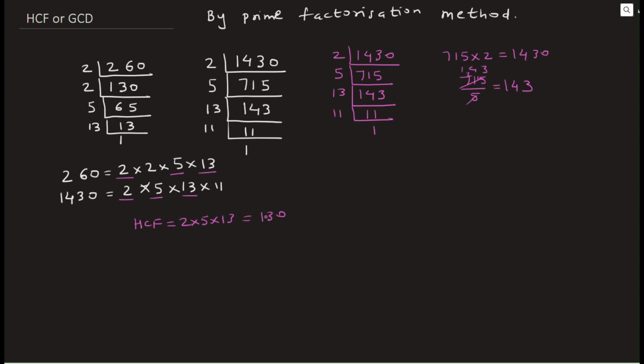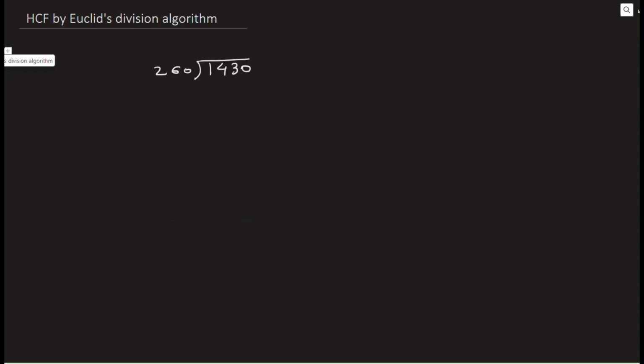I can also find HCF by Euclid's division lemma or Euclid's division algorithm, which was devised by a Greek mathematician, Euclid. In this method, I have to divide the greater number, which is 1430, by the smaller number, which is 260. So the smaller number becomes the divisor and the greater number becomes the dividend. And I can try 260 times 4: 4 times 0 equals 0. 4 times 6 equals 24. 4 times 2 equals 8. 8 plus 2 equals 10.